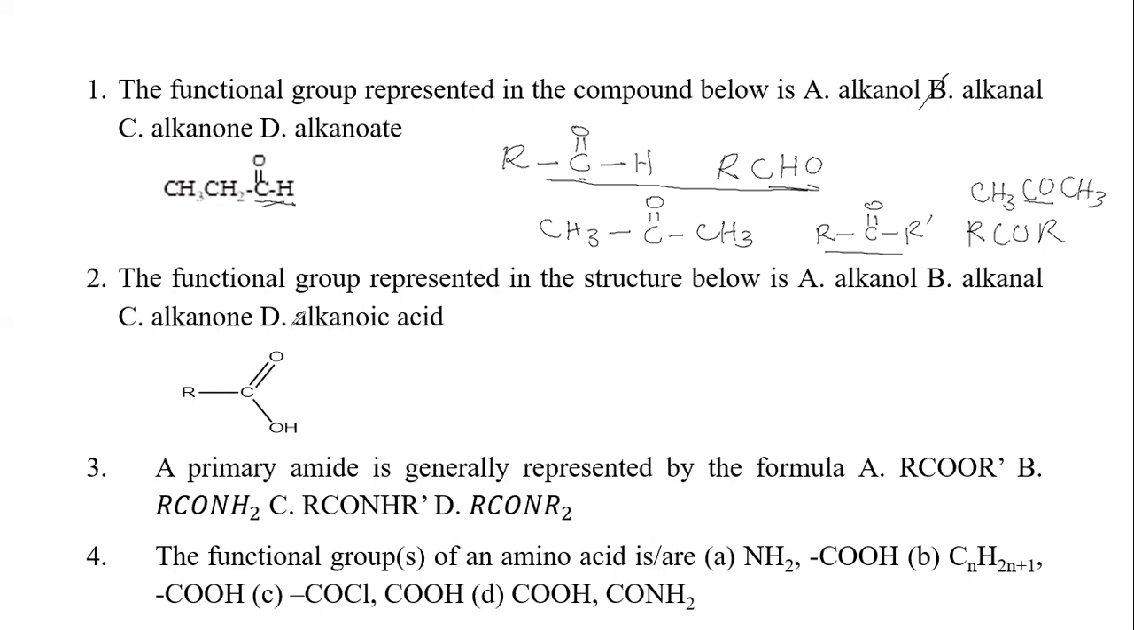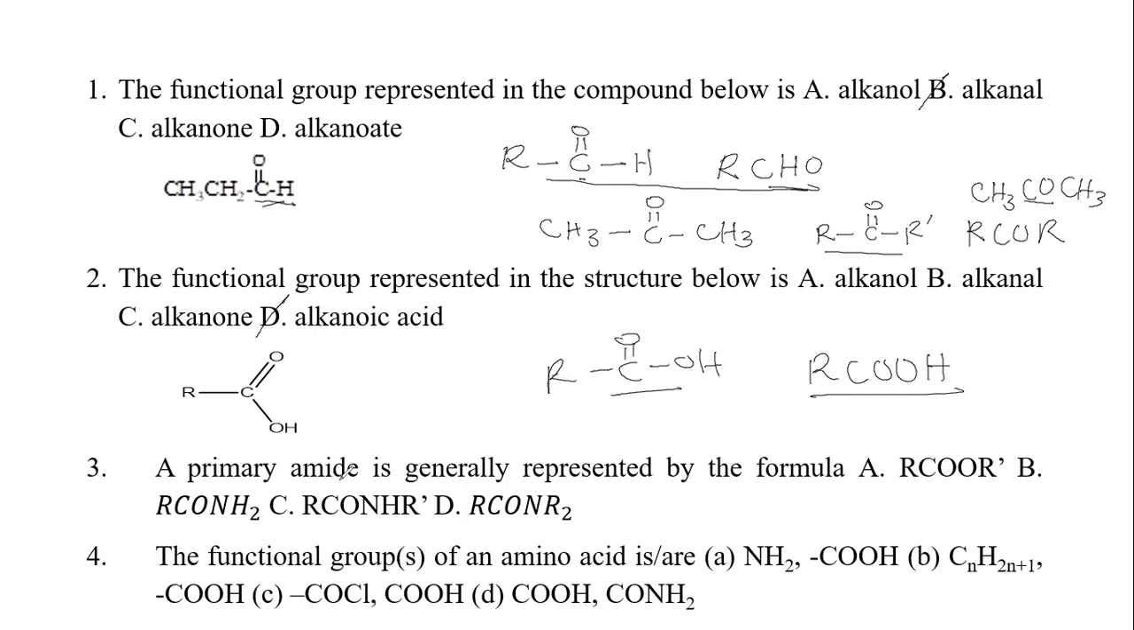All right. Now, the functional group represented in the structure below is alkanol, alkanal, alkanone, or alkanoic acid. Now, when you see something like this, when you see C double bond O joined to OH, that is an alkanoic acid. You can write it this way. So that is an alkanoic acid. So therefore, the correct answer to number 2 is alkanoic acid.